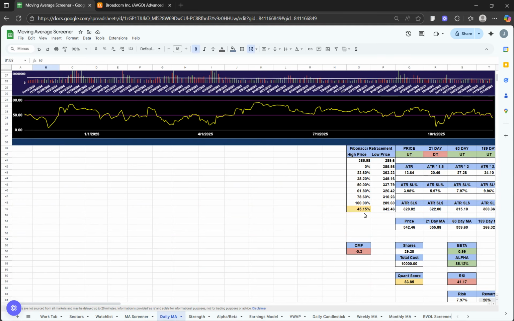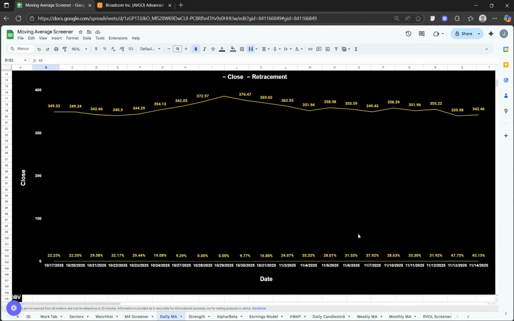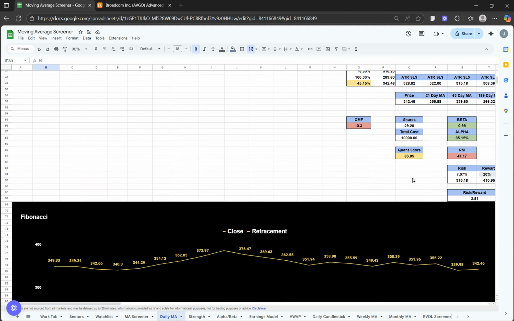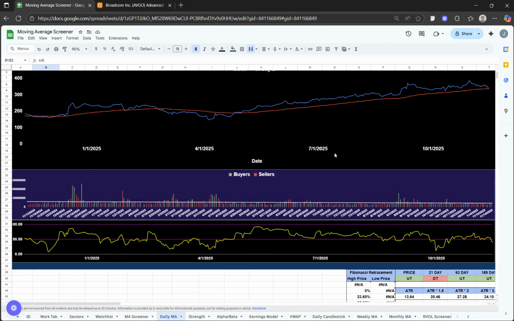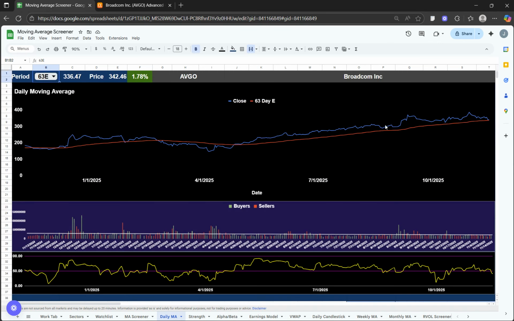We're at the 45% level. That's about the highest we've been. We were at 47% the previous day since 10/17, because I have this charted going back to 10/17. We have 0.99 beta and 85% alpha on the market. We're at the 41 RSI. The way I interpret this is we're going to change this to the 63 exponential. The Fibonacci's linked to this number. I won't get Fibonacci when I have the 63E. That's why I have to change this each time.